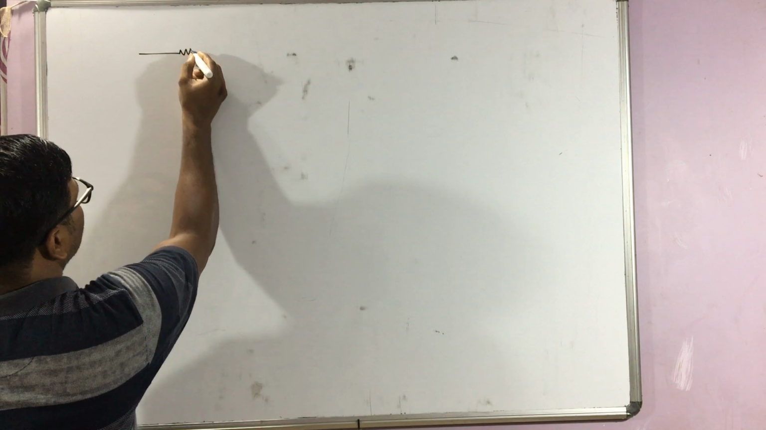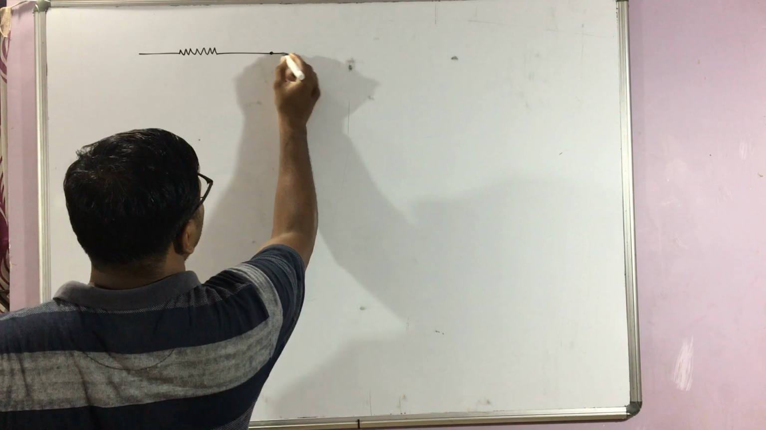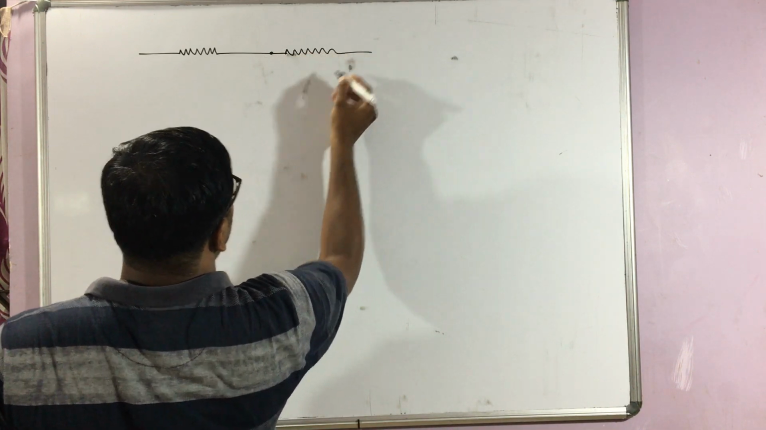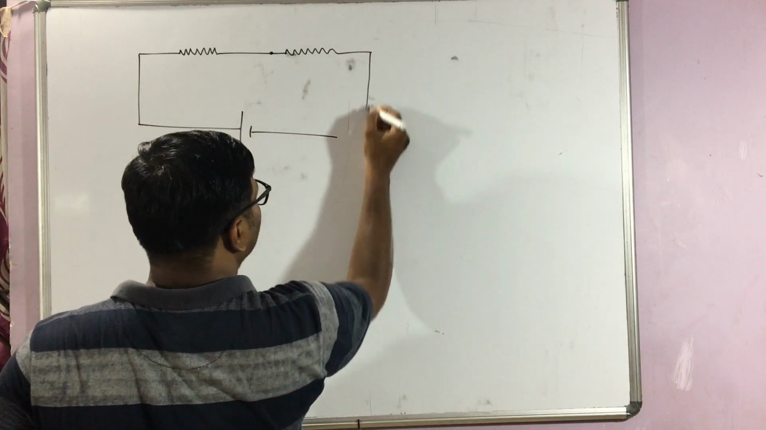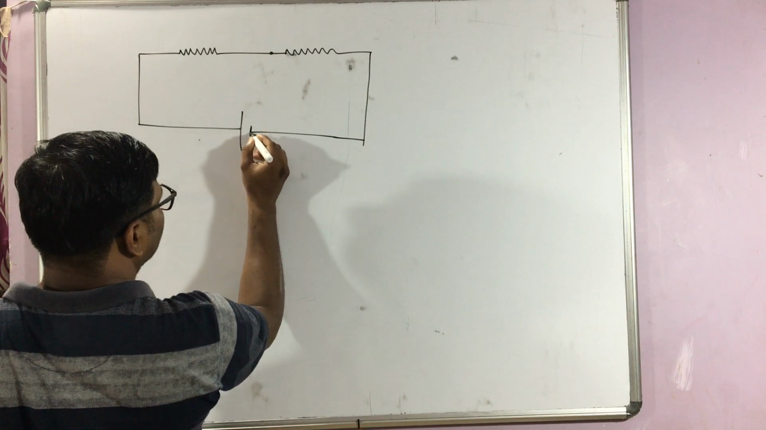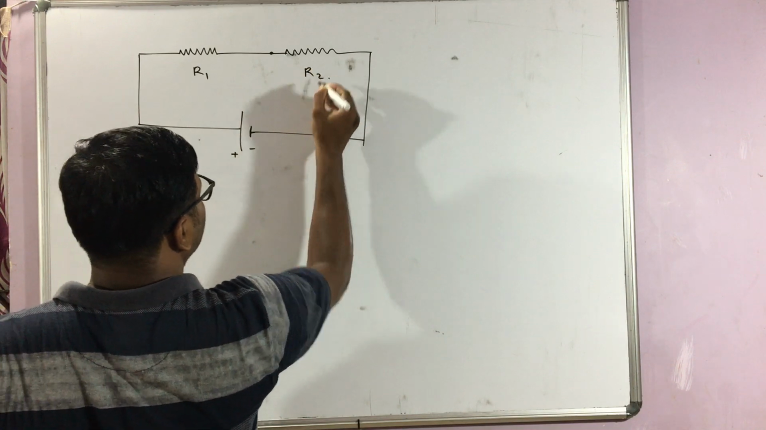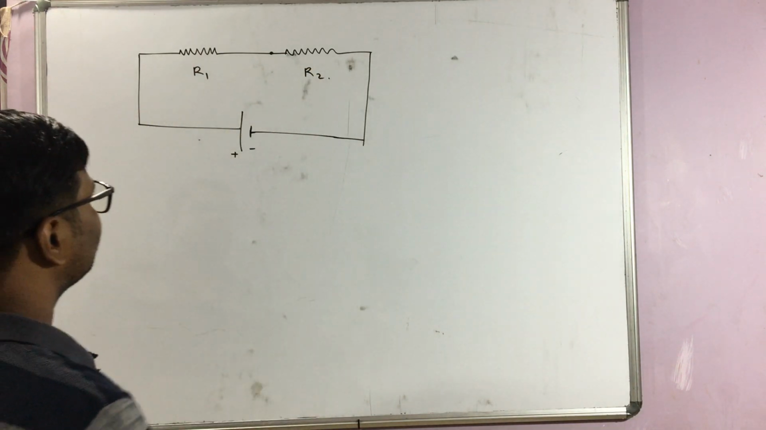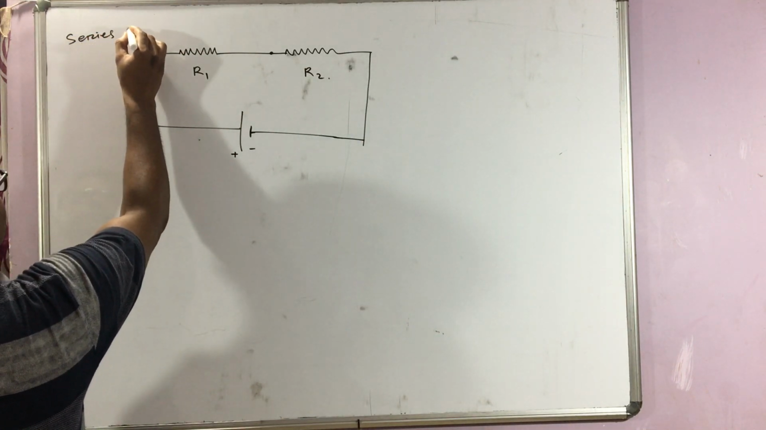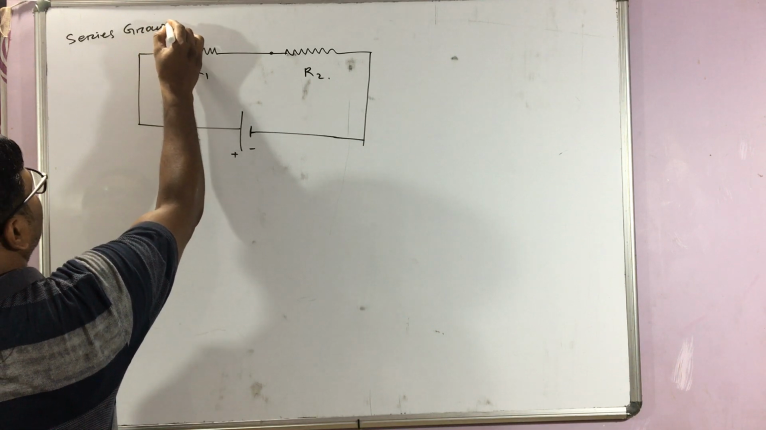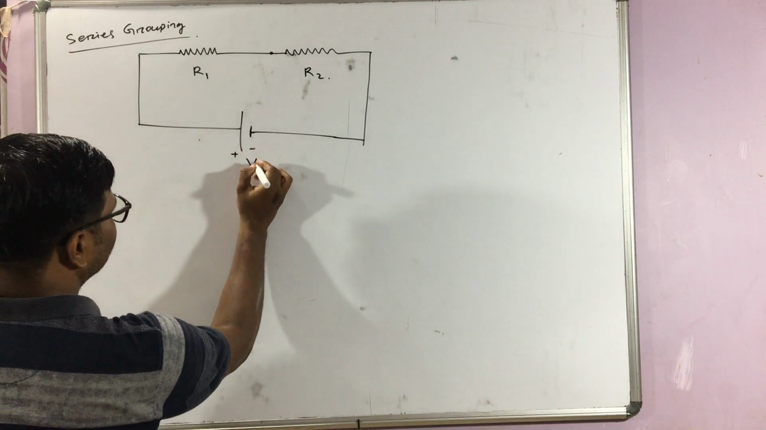Suppose, for simplicity, you take two resistances like this. They are connected to a battery like this. The resistance here is R1 and here it is R2. First, I am discussing the series grouping of resistances. Two resistances I have taken, and I have taken a battery here, V.